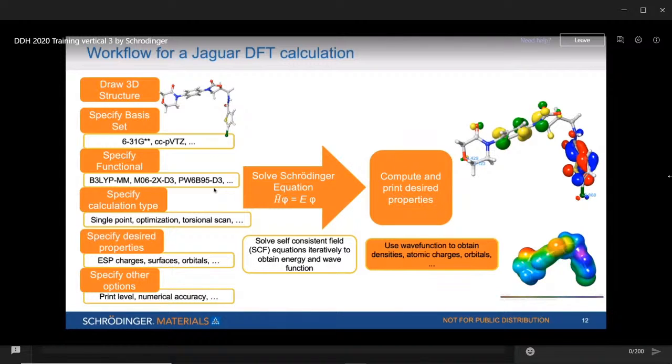So once you choose this parameter set, the rest of the things depend upon what we need. Do we need to optimize it? Do we need to calculate the charges, or do a single point energy calculation or a torsional scan? Based on the property of interest, we can choose the options and start the simulation.